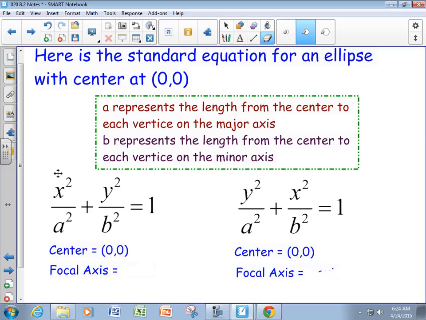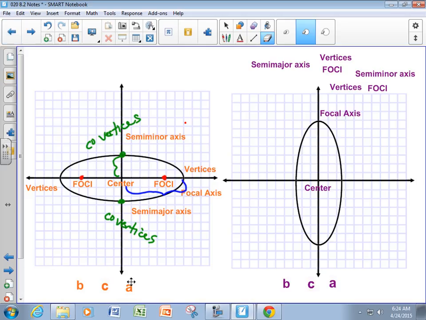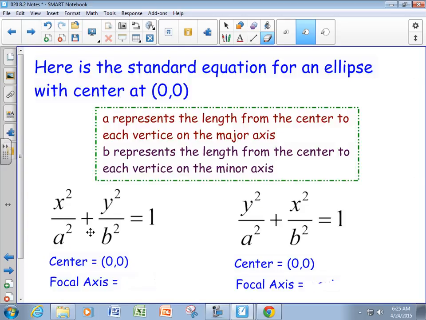And one thing I didn't mention over here, I had this A, B, and C on the bottom. We call the distance from the center to the vertice our A distance. We call the distance from the center to our co-vertice the B distance, and then the distance from the center to the foci is our C distance.